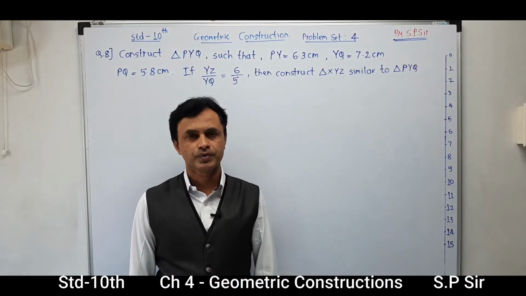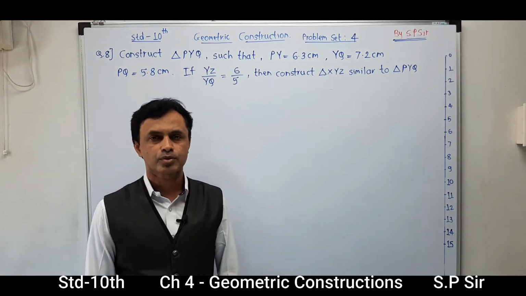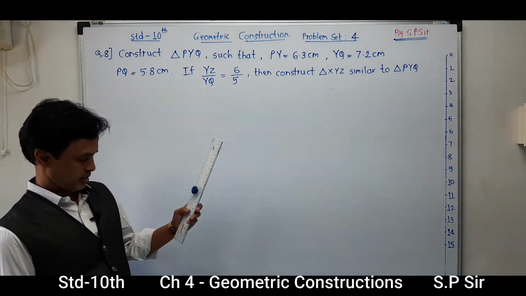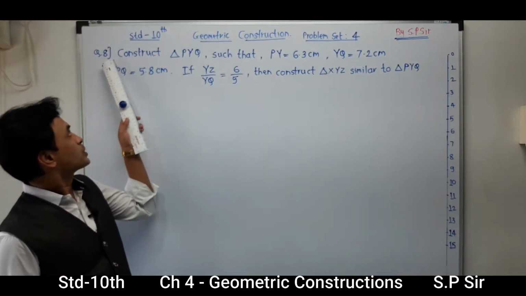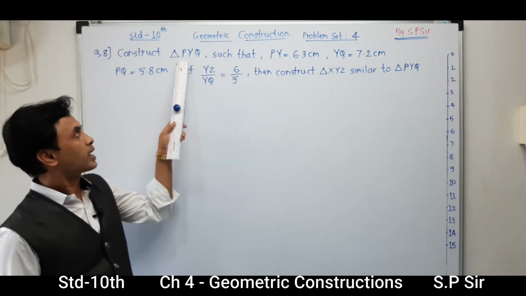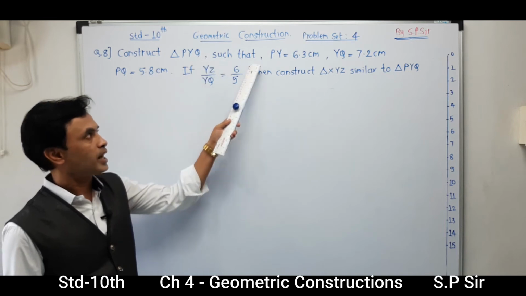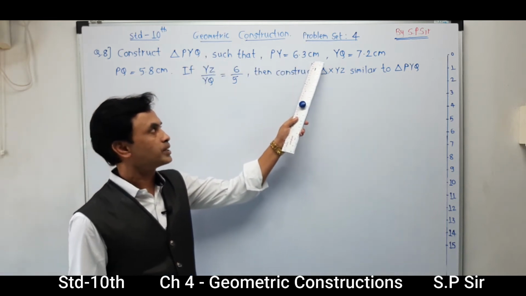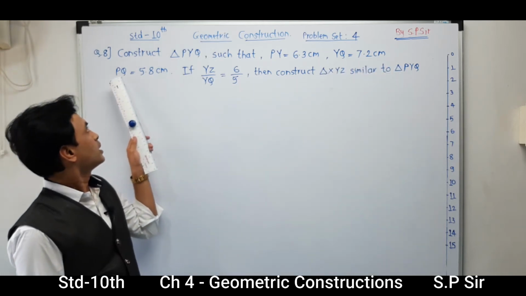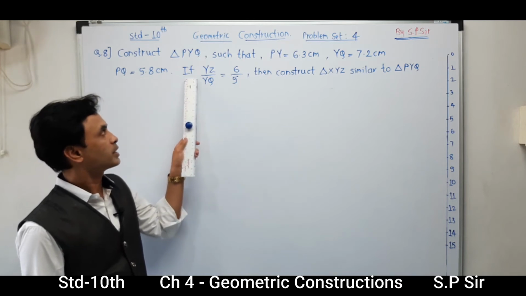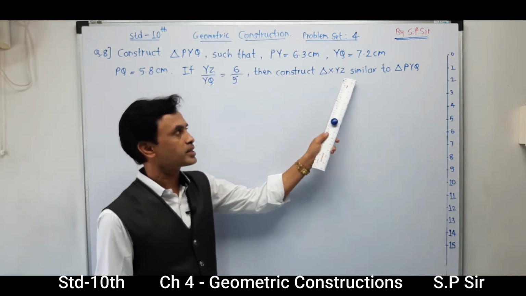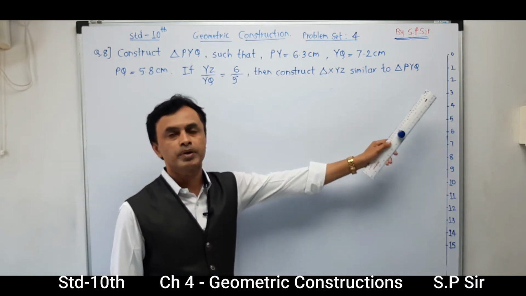Hello friends, continuing with the last numerical. This is the last numerical of construction that we are going to solve, question number 8 of the problem set. Construct triangle PYQ such that PY is equal to 6.3 centimeter, YQ is equal to 7.2 centimeter, PQ is equal to 5.8 centimeter. If YZ is to YQ is 6:5, construct triangle XYZ similar to triangle PYQ.